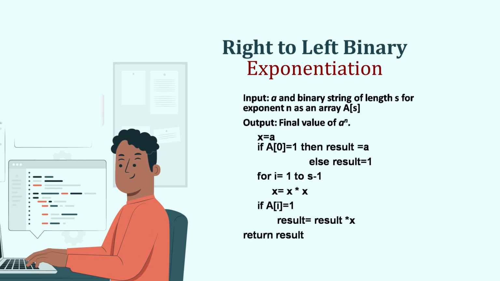So what we start with, we take a variable, let's say x. So we assign a to x, and if a0, that is the least significant bit, which happens to be 0 in our case, in this particular exemplar case. So if a0 equals 1, then result equals a, else result is 1. That's exactly what we have witnessed when we were discussing the example. So a0 in our example was 0. Therefore, we took result as 1. Then we will move for i equal to 1 to s minus 1, right?